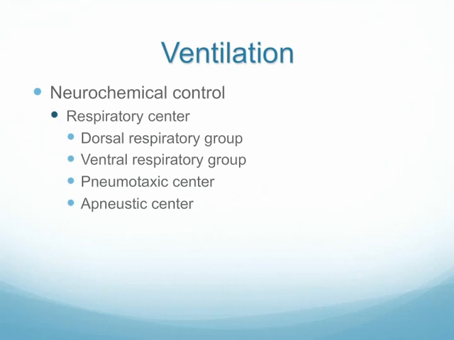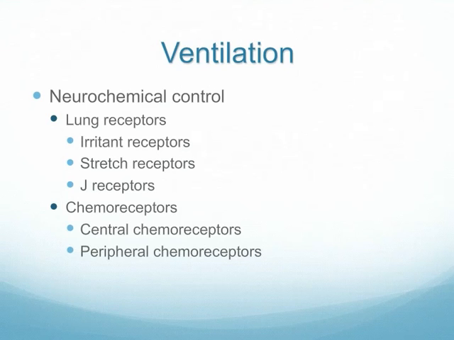In addition, of course, there are also respiratory centers in the brain that are able to sense that we need to eliminate CO2 or to increase the amount of oxygen in the blood. Getting a little bit more specific, in the lung we have receptors, and there are three different types that we're going to talk about: the irritant receptors, the stretch receptors, and the J receptors.